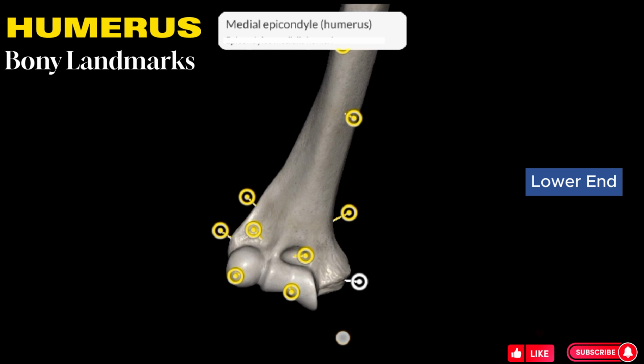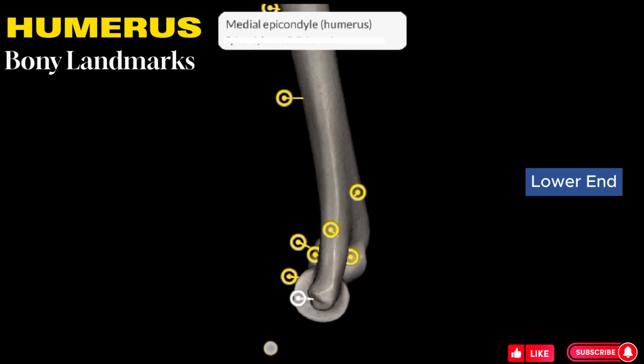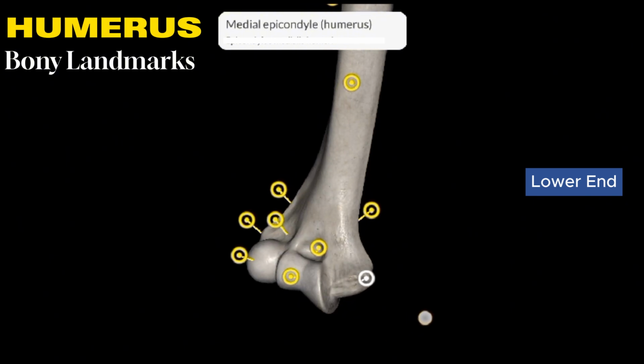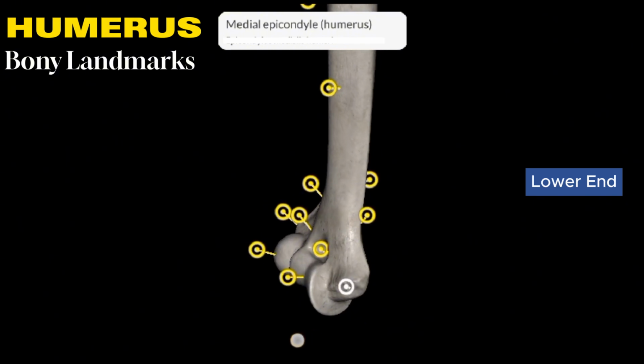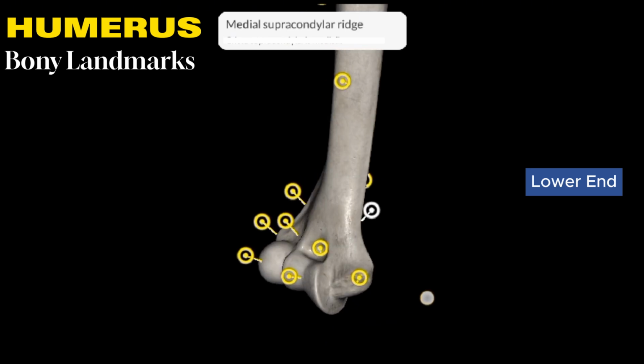This is medial epicondyle. It is a prominent bony projection on the medial side of the lower end. Above medial epicondyle is a sharp medial margin, the medial supracondylar ridge.